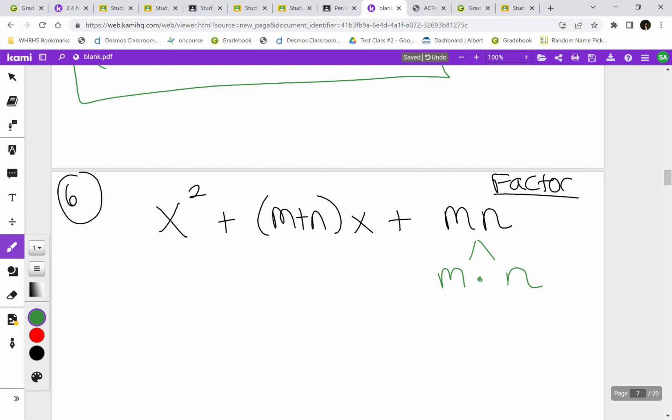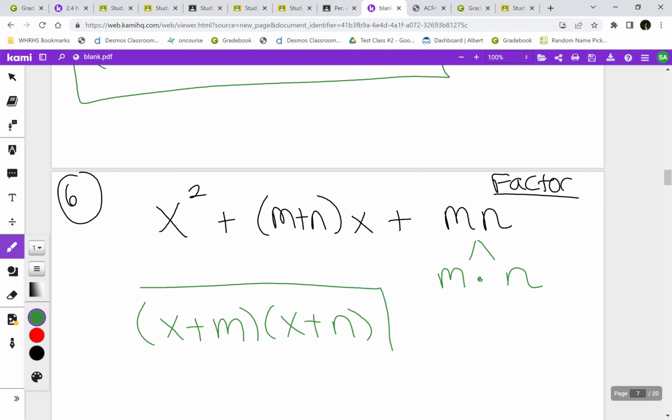Well, then you check. Is it m plus n? Yes, this is easier than it looks. This is it. It's an x plus m and then an x plus n. That's all it is. Do not get intimidated by how things look. This might have been the easiest problem we did today.